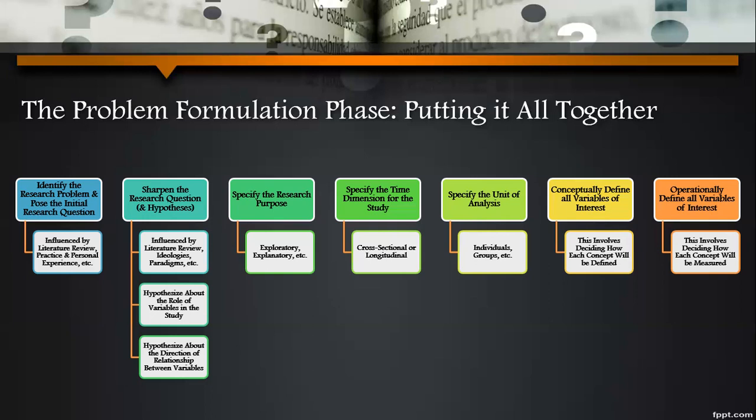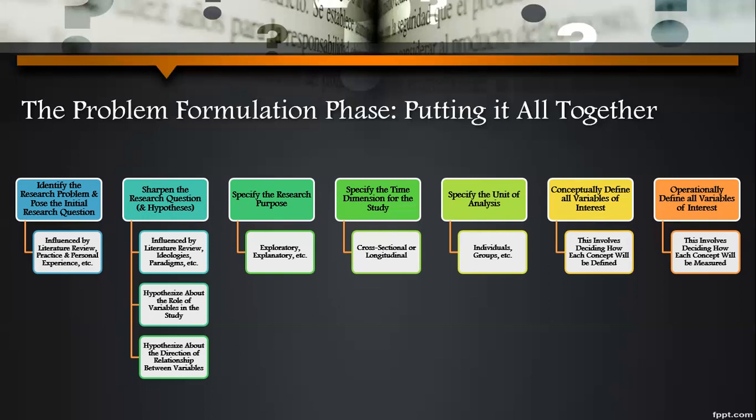It's influenced by any ideologies, paradigms, or theories we might apply. And so essentially, we are hypothesizing about the role that variables will play in our research study. We're hypothesizing about the direction of the relationship between variables. So there are a few things that we are hypothesizing about, but at any rate, in the problem formulation phase, we are sharpening our research question and our hypotheses.